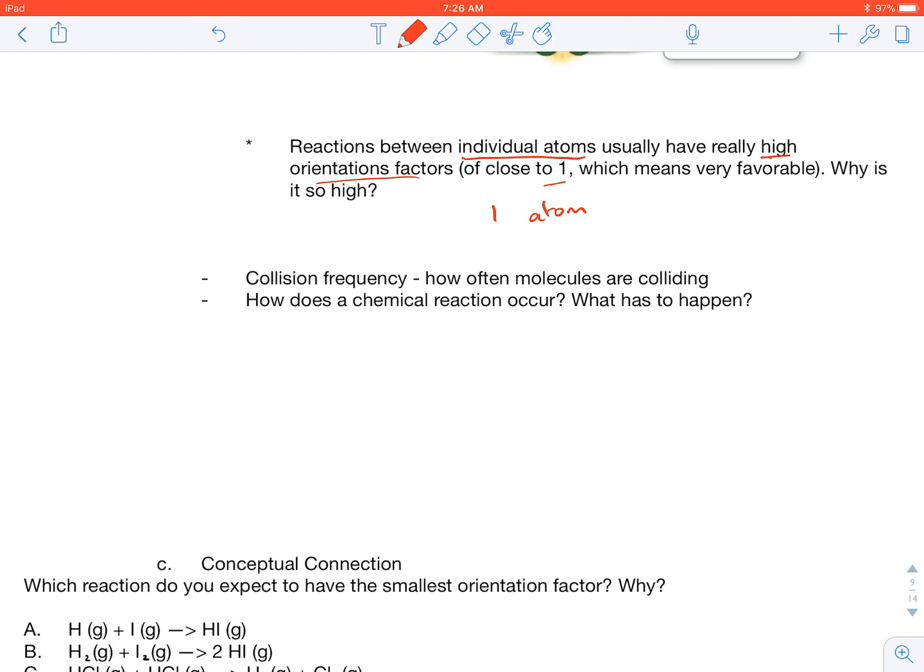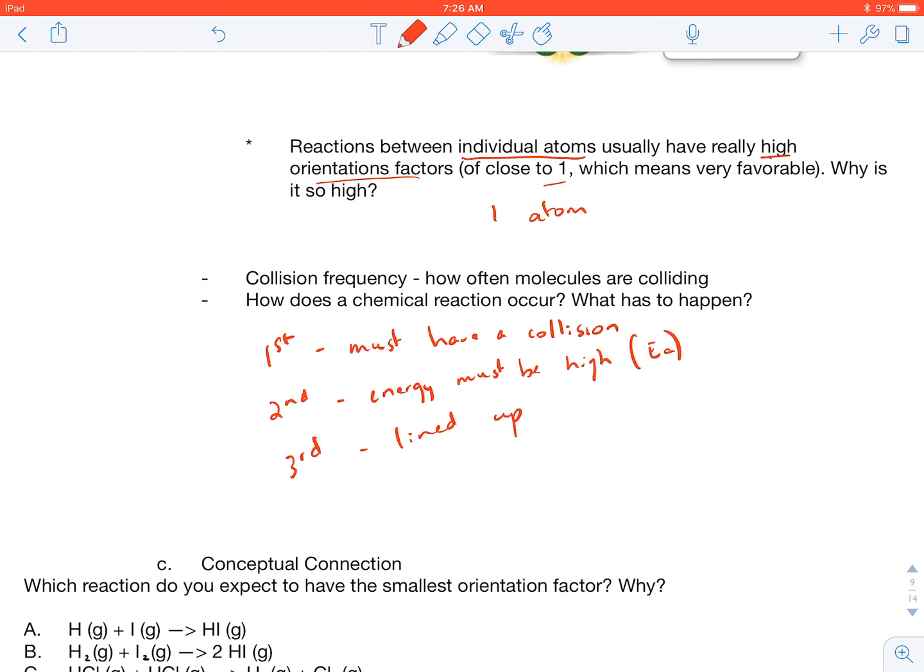So how does a chemical reaction occur? What has to happen? First, we must have a collision. If we don't have a collision, it won't work. Second, the energy of that collision must be high enough. So we're looking at getting over that E sub A, or that activation energy hump. And the third thing is they have to be lined up correctly. Otherwise, no reaction. They're just bumping off of each other and going on to the next one.